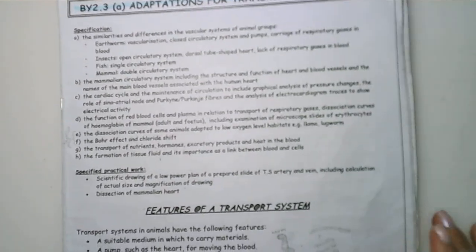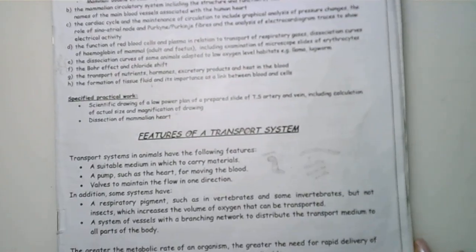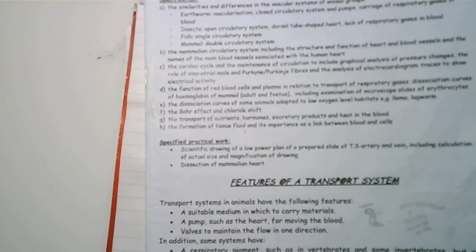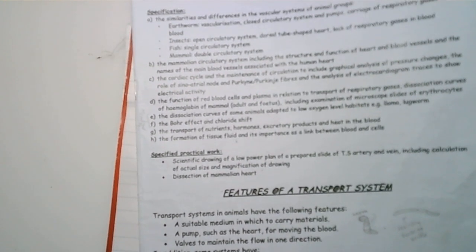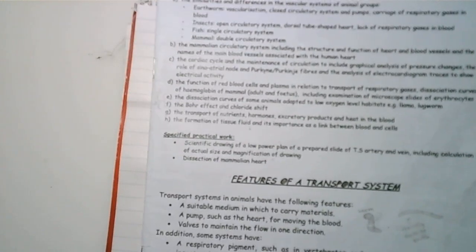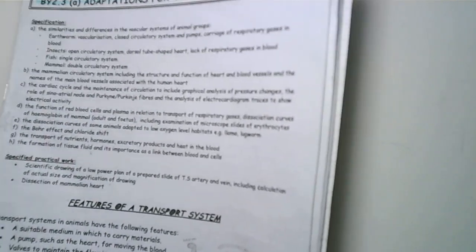Yeah. So first of all, features of a transport system. You need to know, for animals, they need a medium to carry the materials around their body. Otherwise, they'd just be floating around. There wouldn't really be any way for them to transport the materials if there wasn't a medium to transport them in. And they need a pump to push that material around, which would be the blood a lot of the time. And they also have valves, so it flows in a specific direction. It prevents backflow, basically.